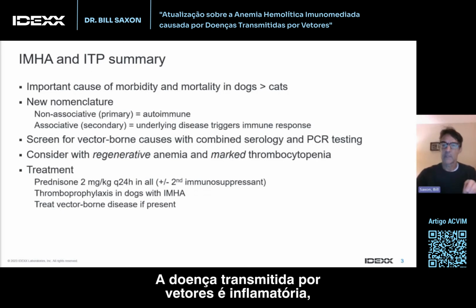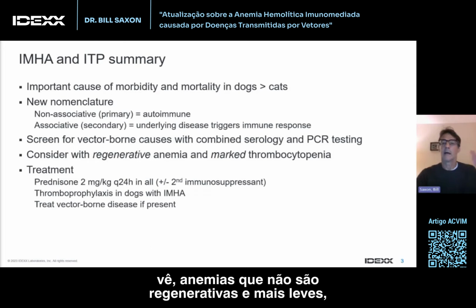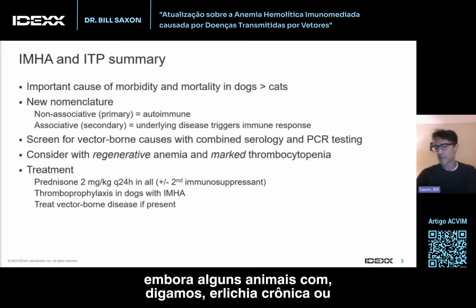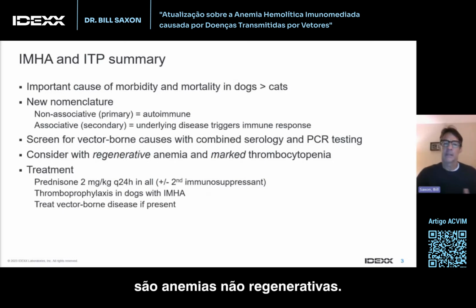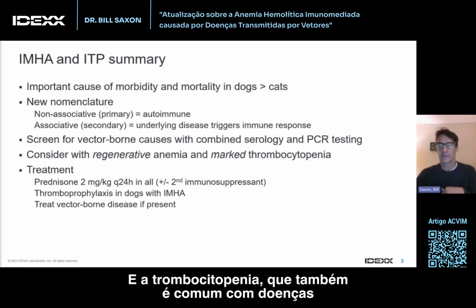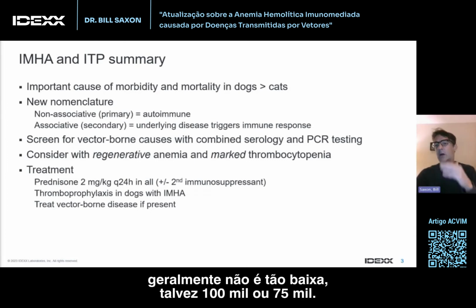Vector-borne disease is inflammatory and infectious, and by virtue of that, you can see and often do see anemias that are non-regenerative and milder, although some animals with, say, chronic Ehrlichia or Leishmania can have very low hematocrits, but they're non-regenerative anemias. And the thrombocytopenia, that's also common with vector-borne disease, if it's not immune-mediated, is usually not that low, maybe 100,000 or 75,000.